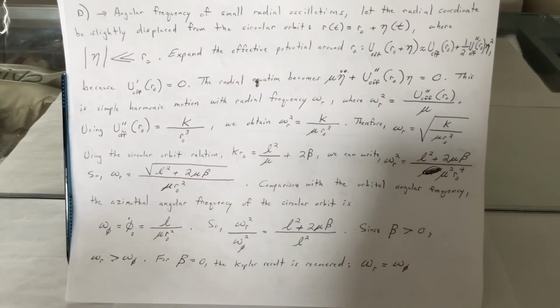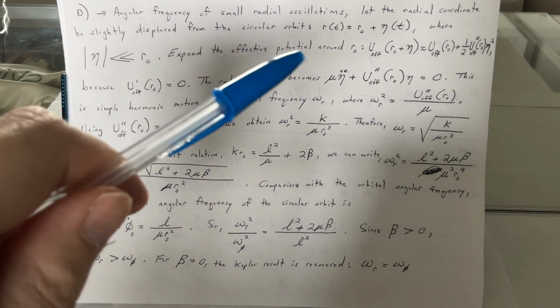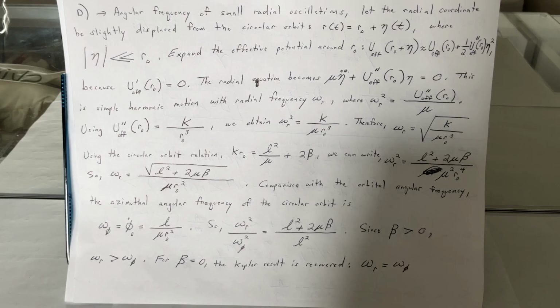Now moving along to part D. So part D, we have the angular frequency of small radial oscillations. We'll let the radial coordinate be slightly displaced from the circular orbit. R of t equals r naught plus eta of t, where the magnitude of eta is much less than r naught.